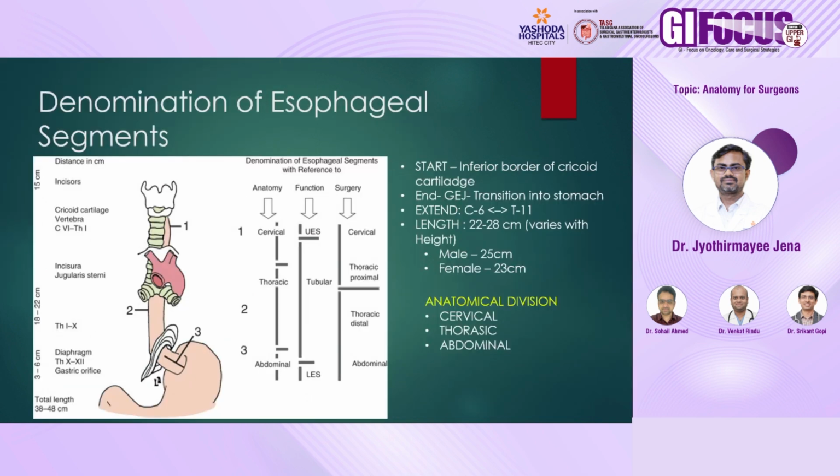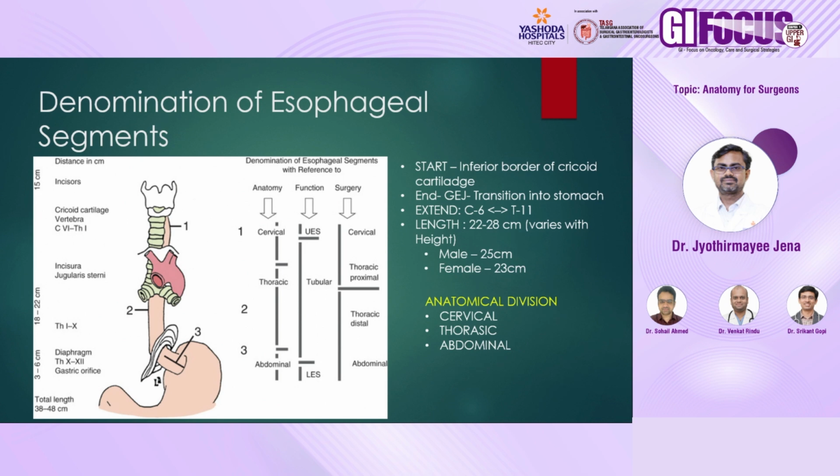Coming to adult esophagus anatomy, the esophagus starts at the inferior border of the cricoid cartilage and ends at the GE junction, extending from C6 to T11 vertebra. Length is around 22 to 28 centimeter, varying according to the height of the person. In males it is on average 25 and in females 23 centimeter.